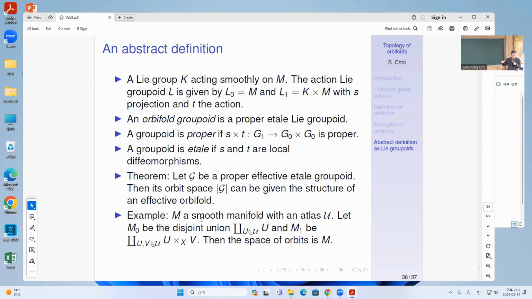So whenever two points are identified in M, then you can introduce an arrow there. So that's the space. This is some subset of the U times V which gets identified in M. Okay, so you look at all these sets, and then this will be a manifold, and then the space of orbits is M, and then of course the orbifold. So then this will give you a proper effective étale groupoid whose orbit space is M, and the orbifold structure is of course given by this U.